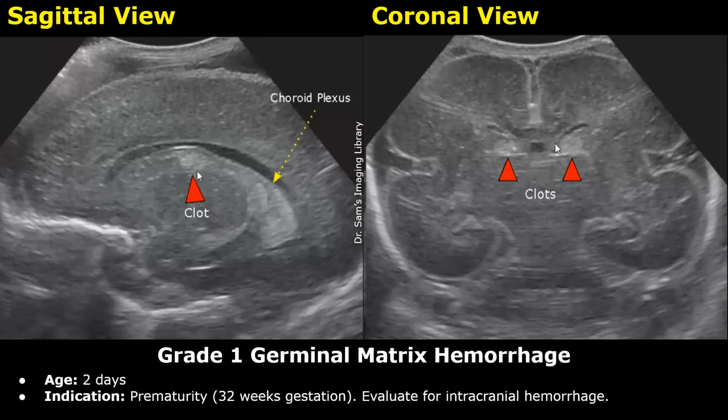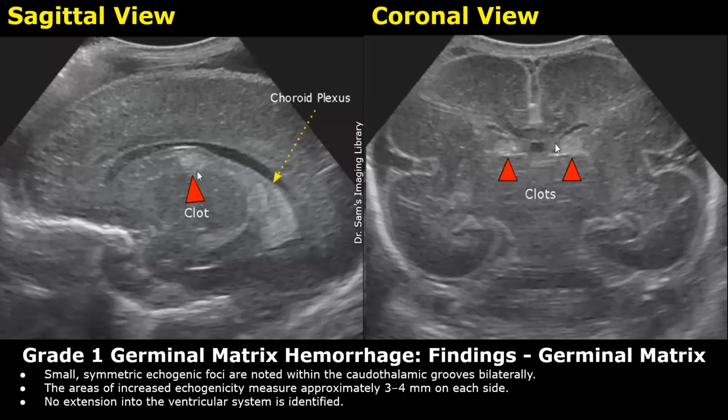In a grade 1 germinal matrix hemorrhage, there is a mild bleeding in the highly vascular germinal matrix in the brain in premature infants. The patient's age is 2 days. Indication, prematurity, 32 weeks gestation, evaluate for intracranial hemorrhage.